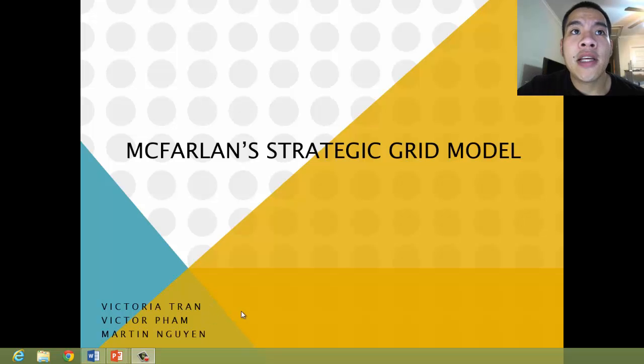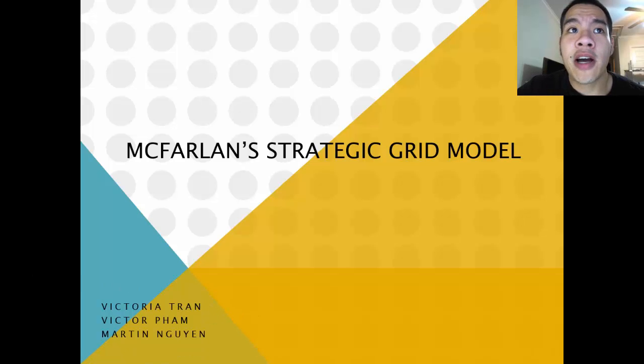Hello everybody, today we will be talking about McFarlan's Strategic IT Grid. The Strategic IT Grid is a tool that is used to assess current operational dependence on information systems versus the future potential strategic impact of information systems.